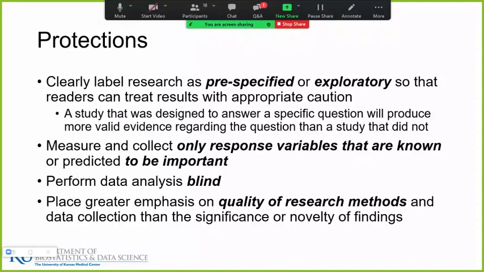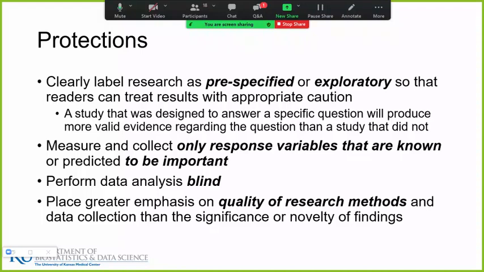So how do we protect ourselves? If you're doing clinical research, you have to pre-register a protocol. And in your protocol, you actually pre-specify your outcomes, you pre-specify your hypotheses, you pre-specify your error rates, and you have a pre-specified analysis plan. Stick to it.